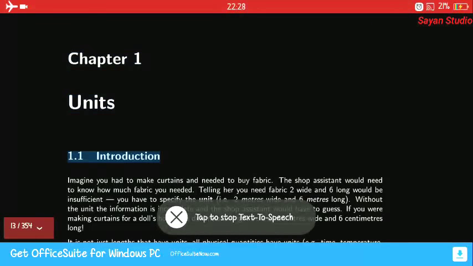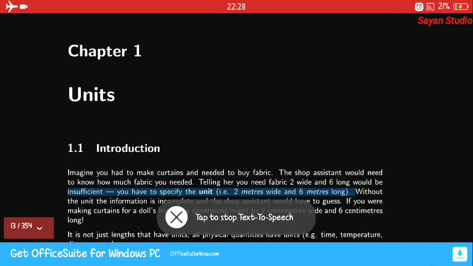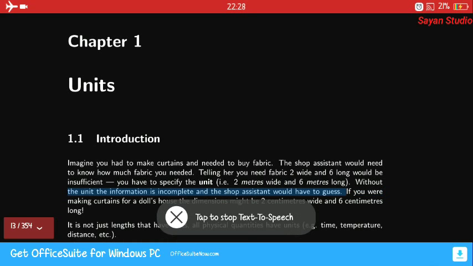Units. 1.1 Introduction. Imagine you had to make curtains and needed to buy fabric. The shop assistant would need to know how much fabric you needed. Telling her you need fabric 2 wide and 6 long would be insufficient. You have to specify the unit, i.e., 2 meters wide and 6 meters long. Without the unit, the information is incomplete and the shop assistant would have to guess.